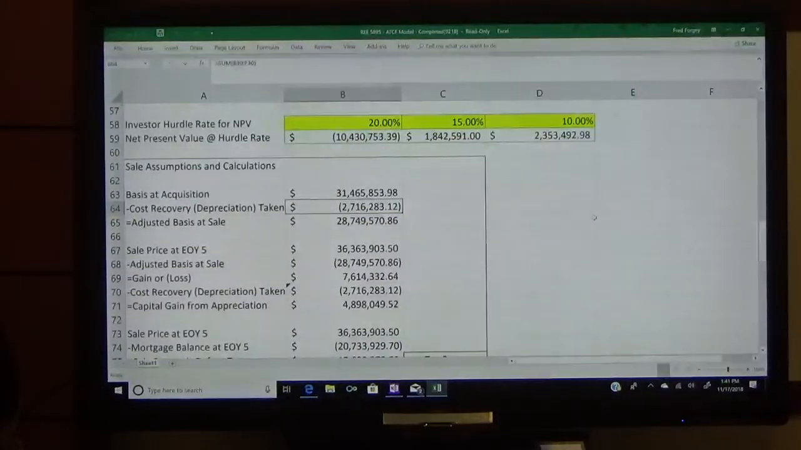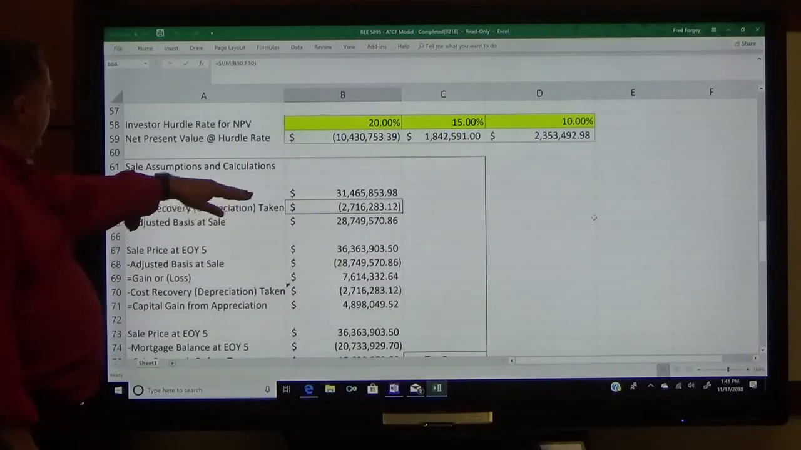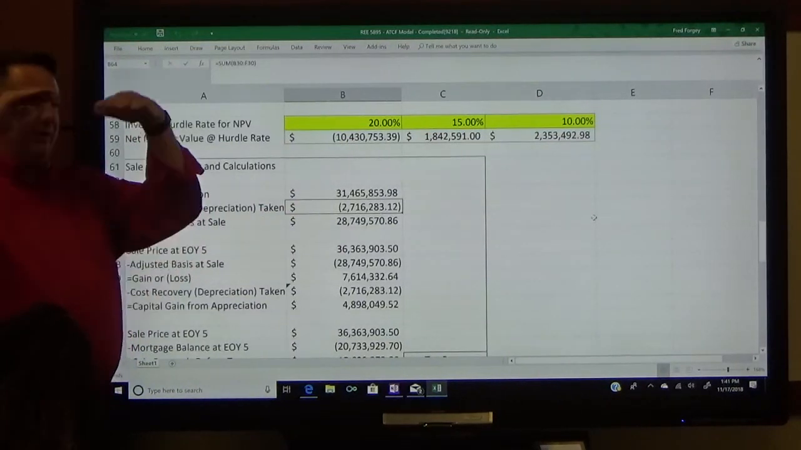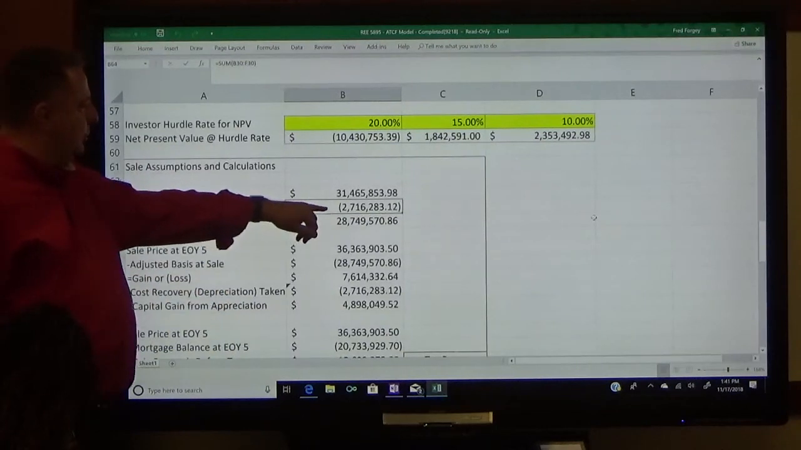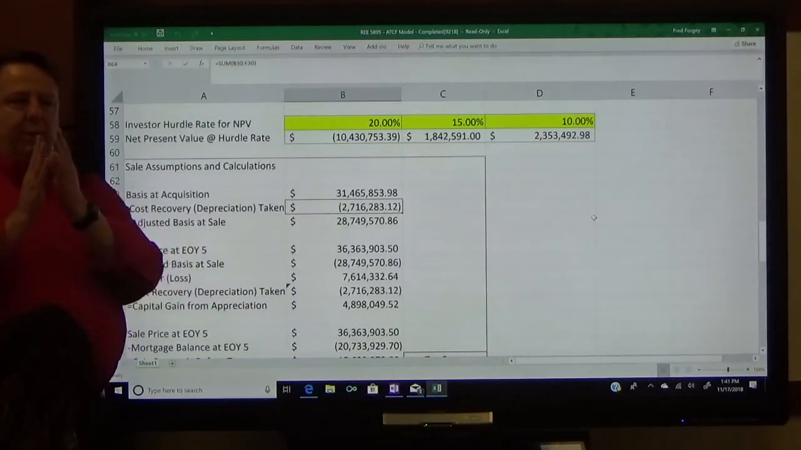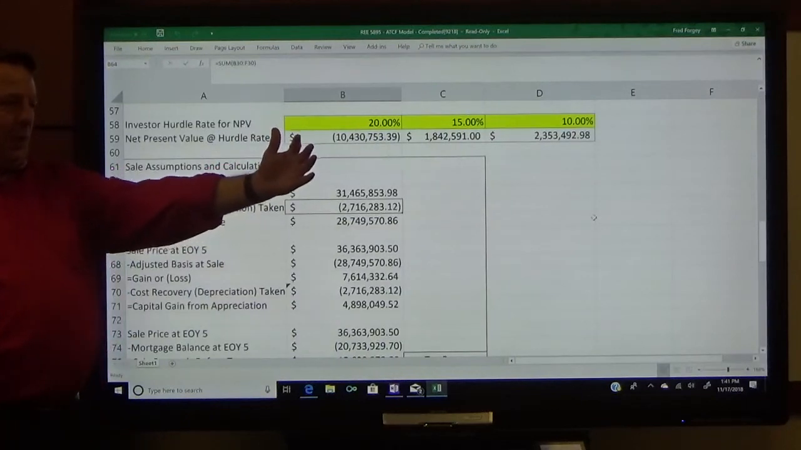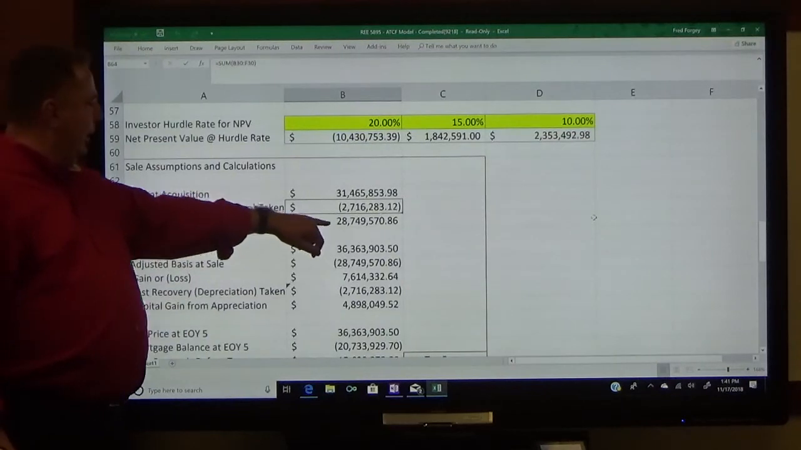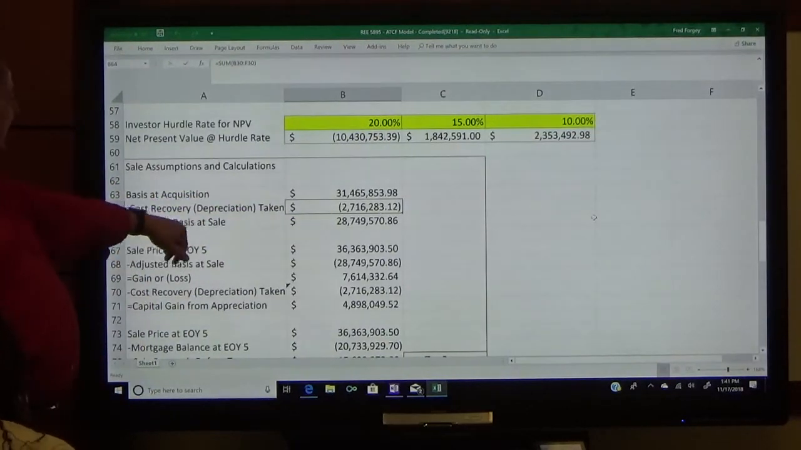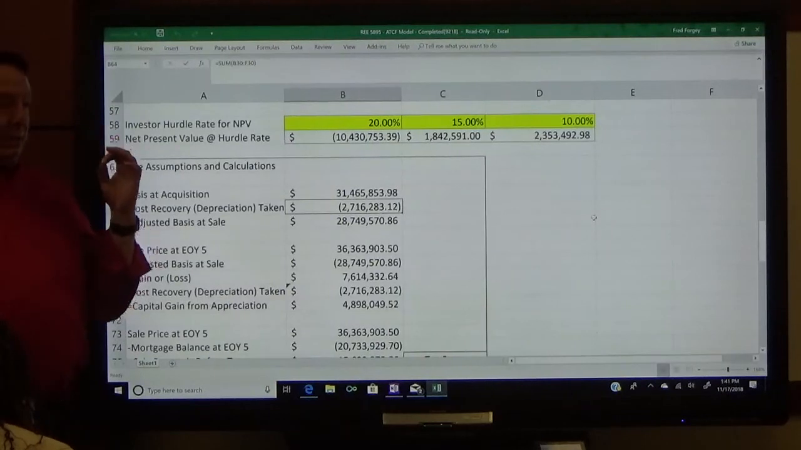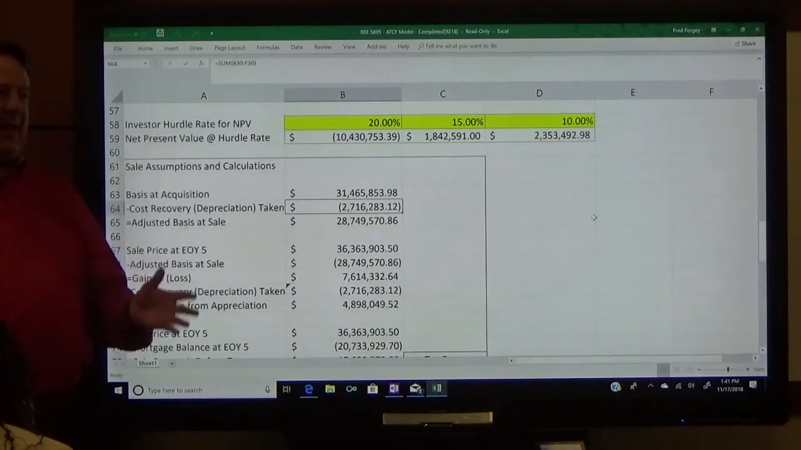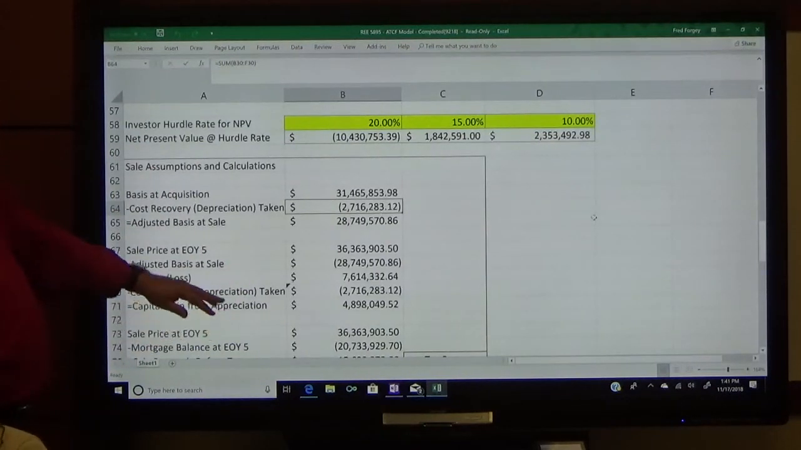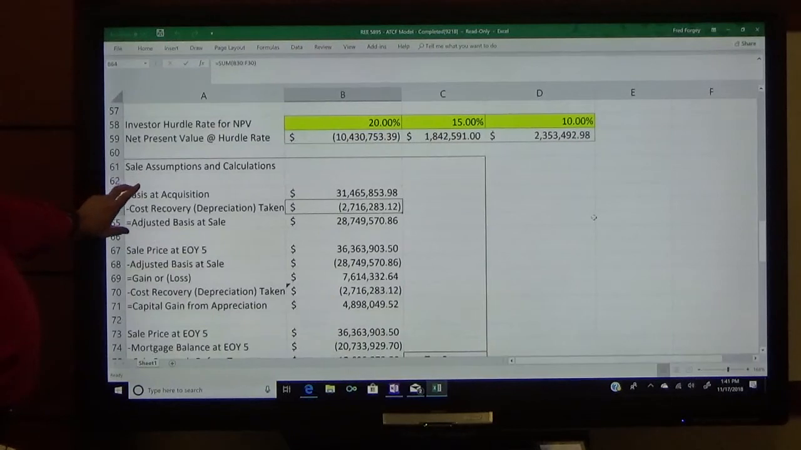Now, what you're doing is you're saying, okay, we bought the property for $31 million, which is the total value of the property. But from that total value, we subtract out 2.7 million, which is the accumulated depreciation we've taken over that 5-year holding period. Okay? Then what we're left with is what we call our adjusted basis at sale. Now, this is strictly a tax calculation. It means nothing outside the world of taxation. All right? So we just do that as one little subroutine.